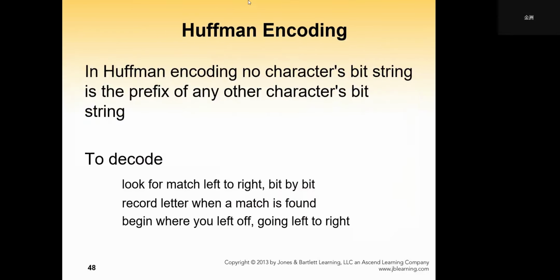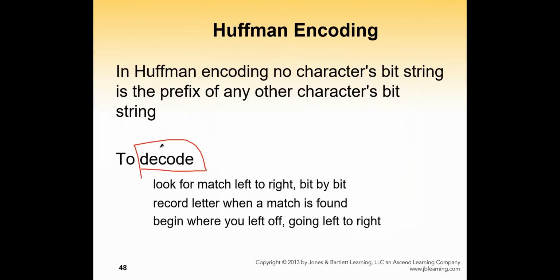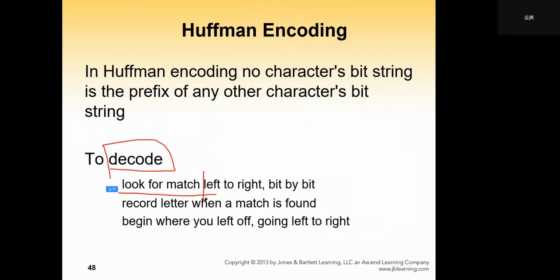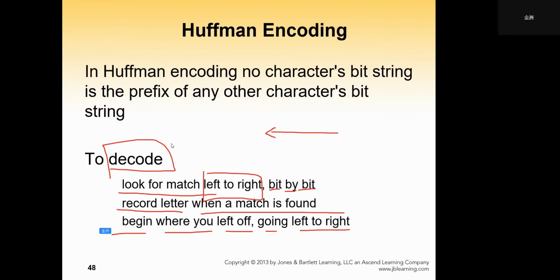Okay, so that is how Huffman coding works, and we can encode and decode. One thing is that when we decode, we look for a match from left to right. We do a lot of calculation from right to left in binary arithmetic. But in Huffman coding, we always go from left to right, bit by bit. We record the letter when a match is found. Begin where you left off and keep going left to right. Okay, so this is how we decode them.